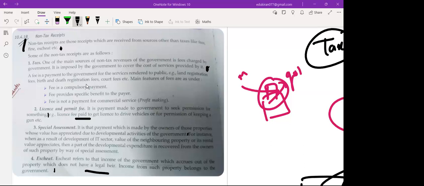What is escheat, ma'am? Excuse me, ma'am. Yes, Vivek. What is the meaning of escheat? Escheat is basically whatever income the government gets from property. For example, you made a house, but of course, if the land belongs to the government, you have to give it to the government. So all the money goes to the government. So that is called escheat. Okay, they will not give anything in return, like money from your house? No. Why did you construct it on government land? Okay.